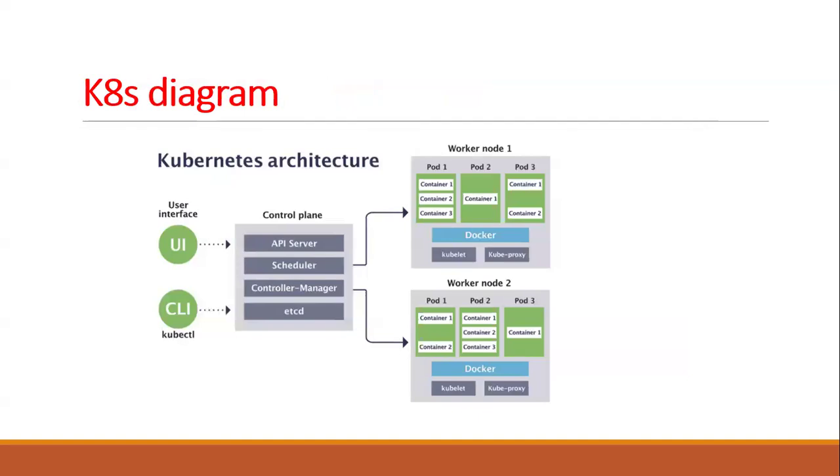So this is the Kubernetes diagram. You can connect to the control plane either through the UI or the CLI. The control plane has the API server, scheduler, controller manager, and etcd. In the worker node, there are containers, Docker, and kubelet. Kubelet communicates with the control plane, and kube-proxy handles the network.